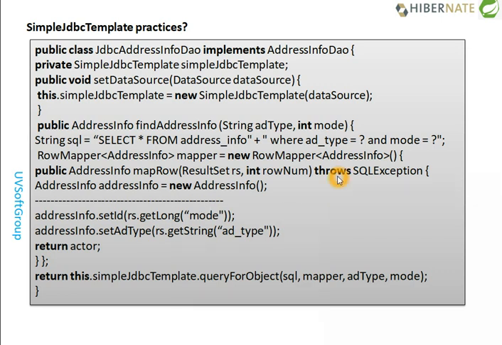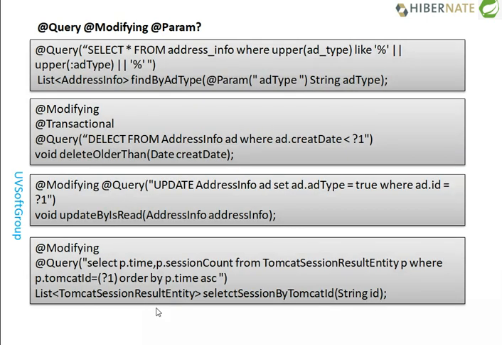So you see they have the two input parameters, like address type and mood, and then you have a select statement from the address information, address type, and this question mark. You pass the two parameters, and then you get the results and the query for objects. Then you pass your SQL string, your mappers, your types, and your moods for the two input parameters.